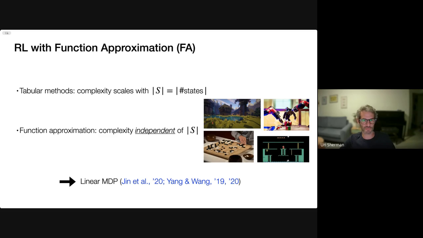And in this work, as can be guessed from the title, we're looking at the linear MDP model, which arguably is the standard for today of linear function approximation in reinforcement learning, that was proposed and popularized by the influential work of Jin et al. from 2020.